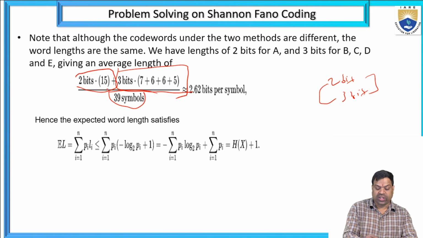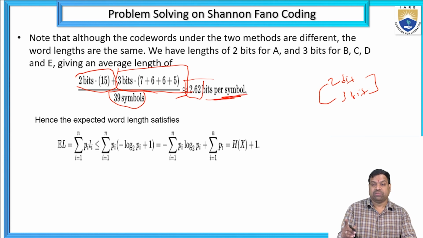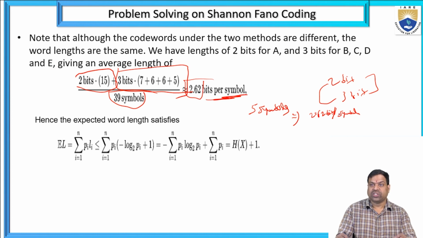So 2 bits into 15 is equal to 30, plus 3 bits times 7 plus 6 plus 6 plus 5, so total divided by 39. What is the value? 2.62 bits per symbol. How many symbols are there? 5 symbols are there, and each symbol is at 2.62 bits. Total 5 symbols means 5 into 2.62. That is the total of that one.